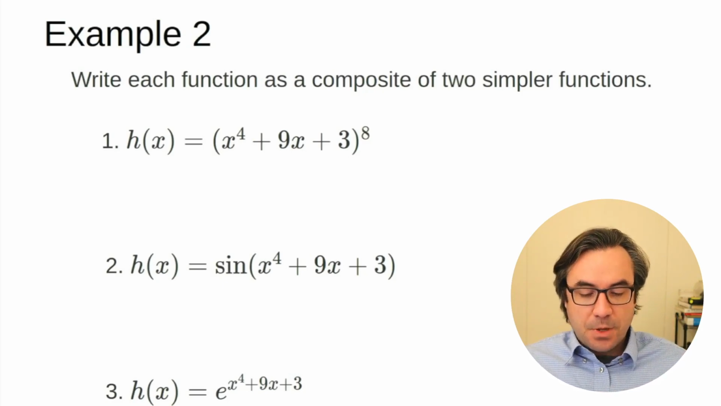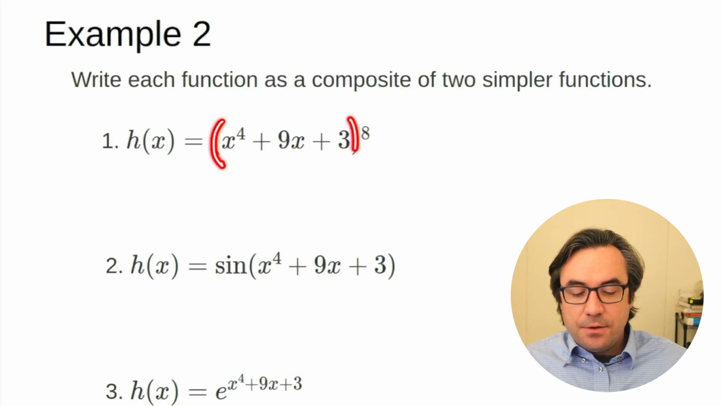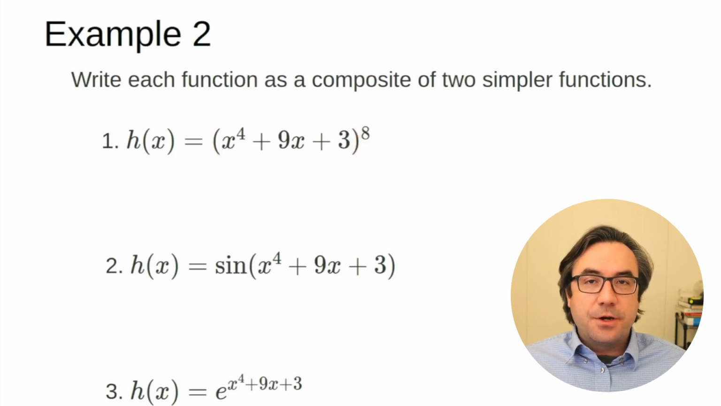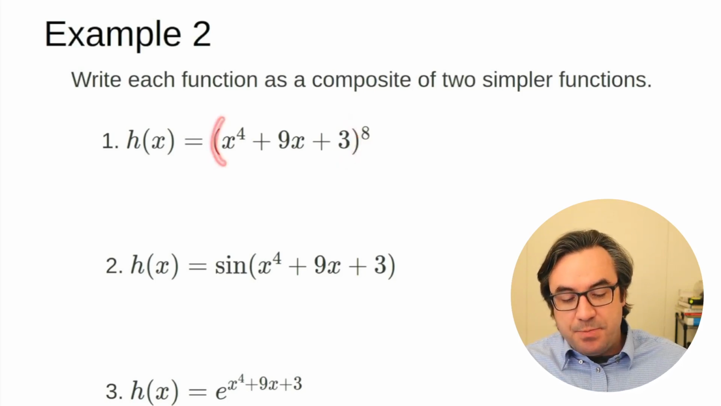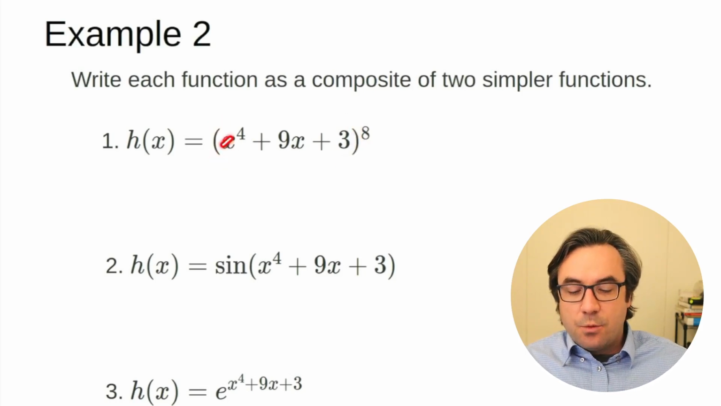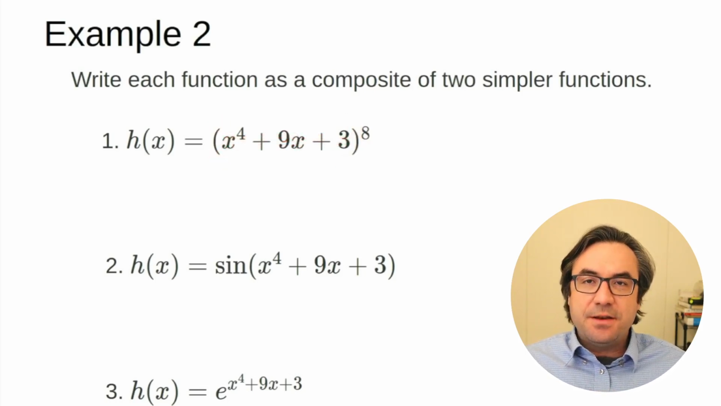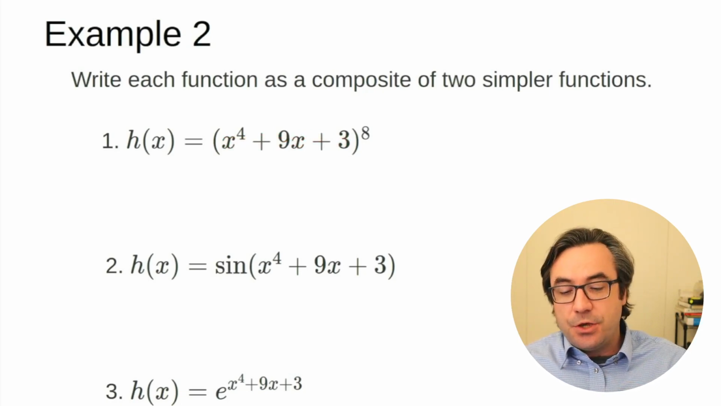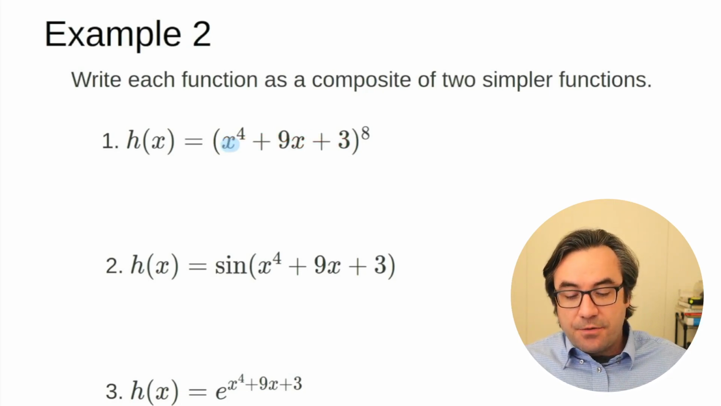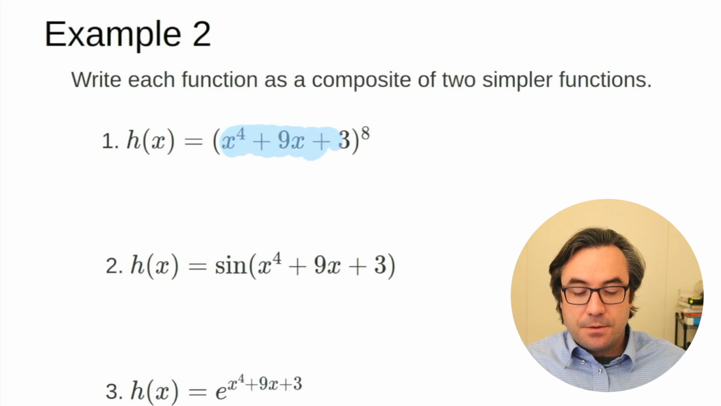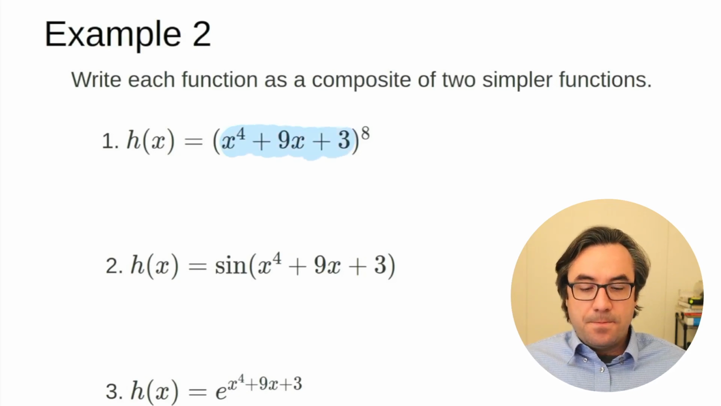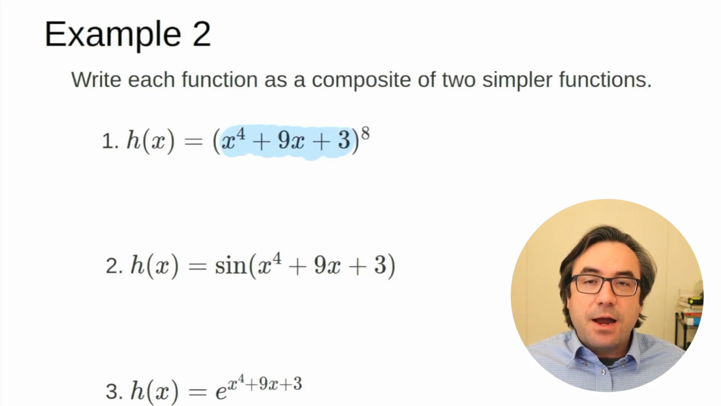So when we look at this, a tell for the inner function is whenever we see a nice big set of parentheses there with a whole bunch of stuff inside of it, the stuff inside of the parentheses is our choice for u. It's going to be our inner function. And then anything outside of the parentheses is our outer function.